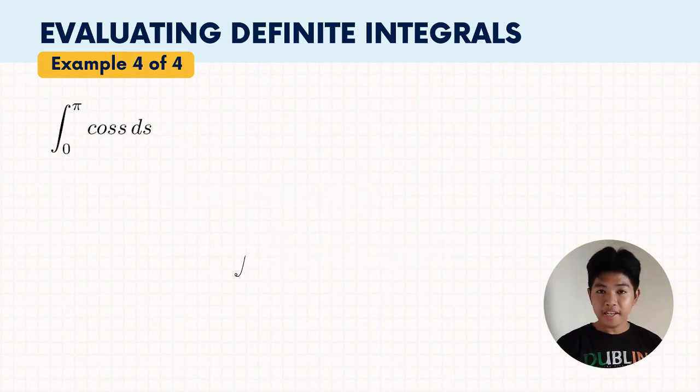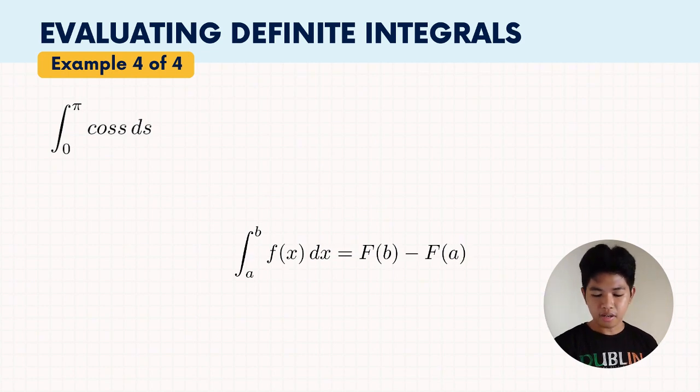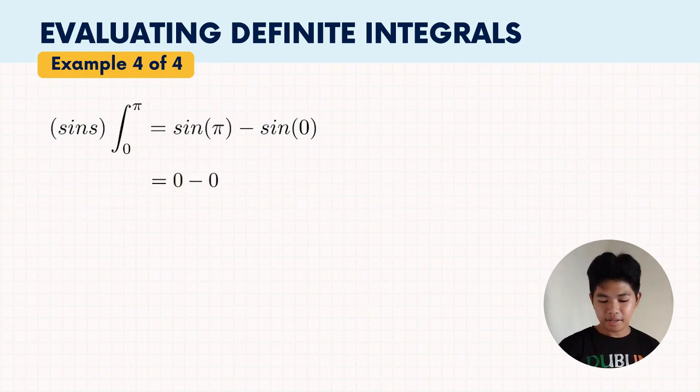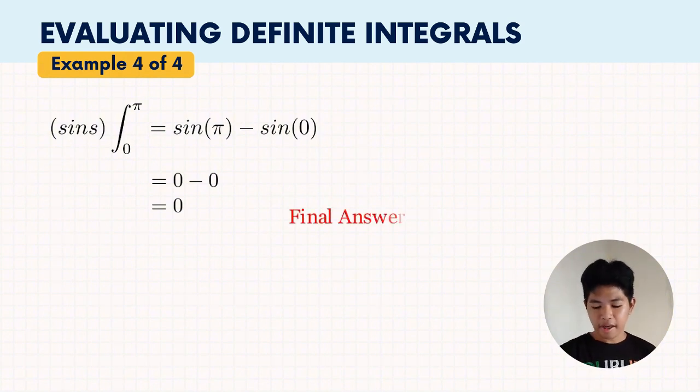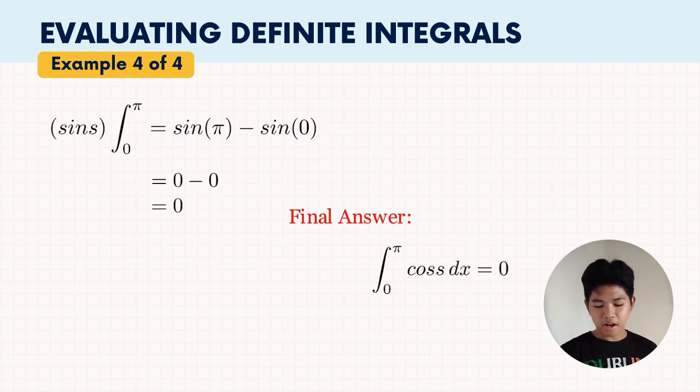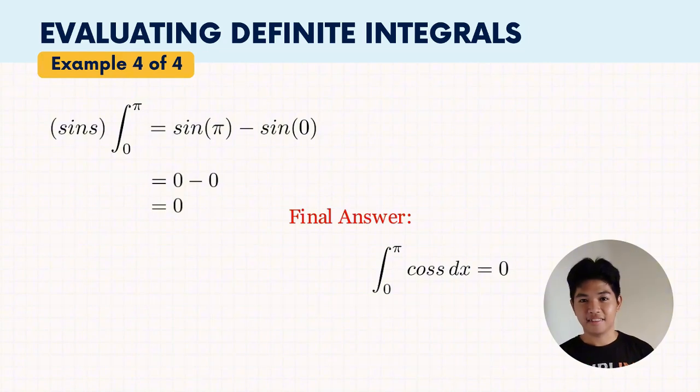Then, we apply the FTC, or the fundamental theorem of calculus, using the formula. We plug in our limits into the function. Sin of pi is equal to 0 and sin of 0 is equal to 0. Finally, we subtract 0 from 0 and we get 0. In conclusion, the definite integral of cos s from 0 to pi is 0. Easy as that.